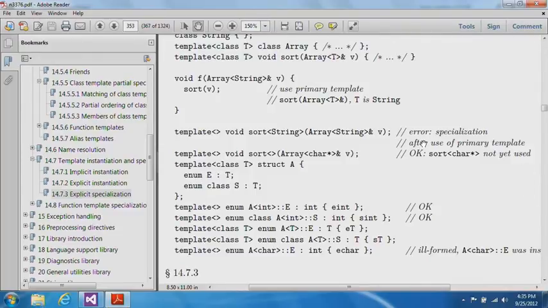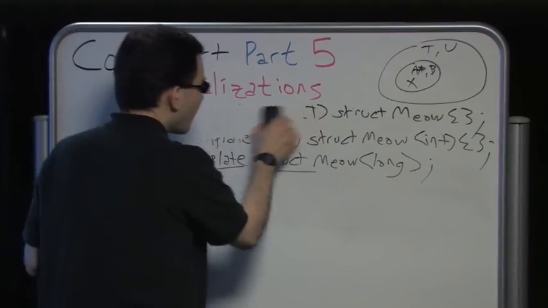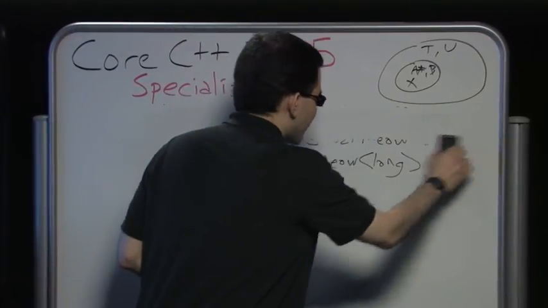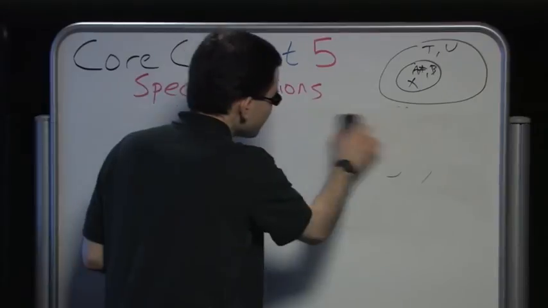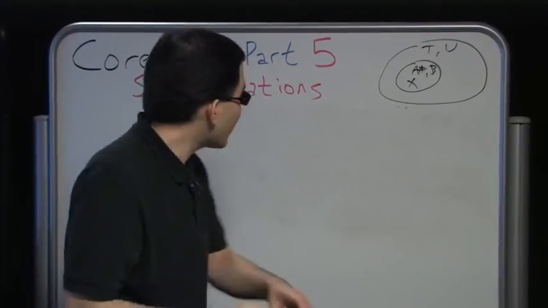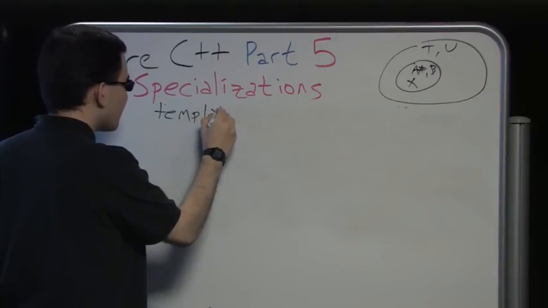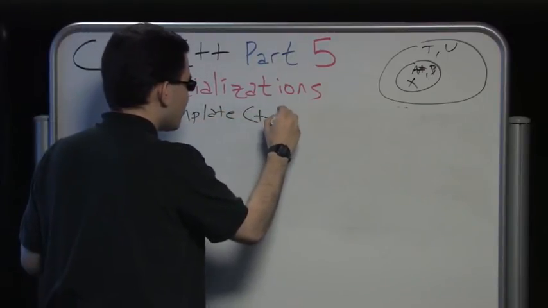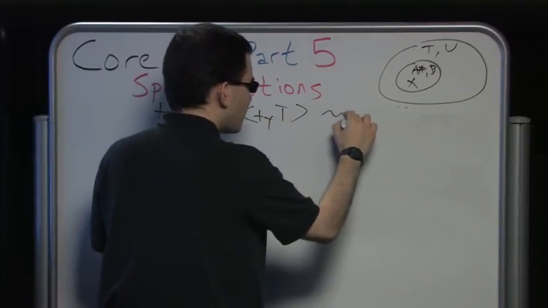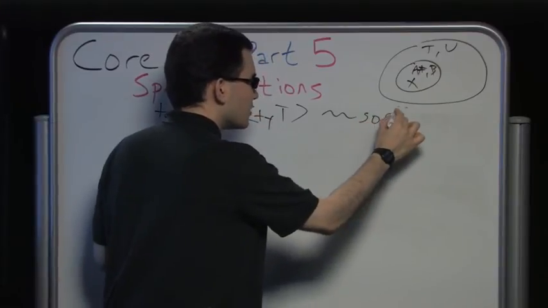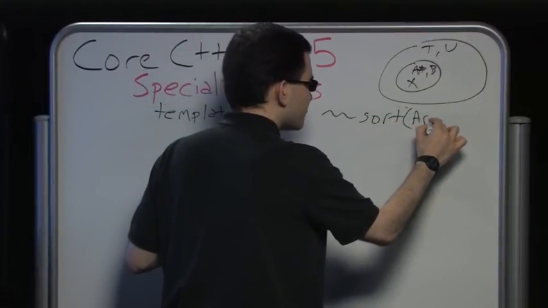Now, if I were paranoid, and I'm always paranoid, the way I would avoid situations like this is imagine I've got template on typename T, okay, and then blah, blah, blah, void sort for like Array of T.